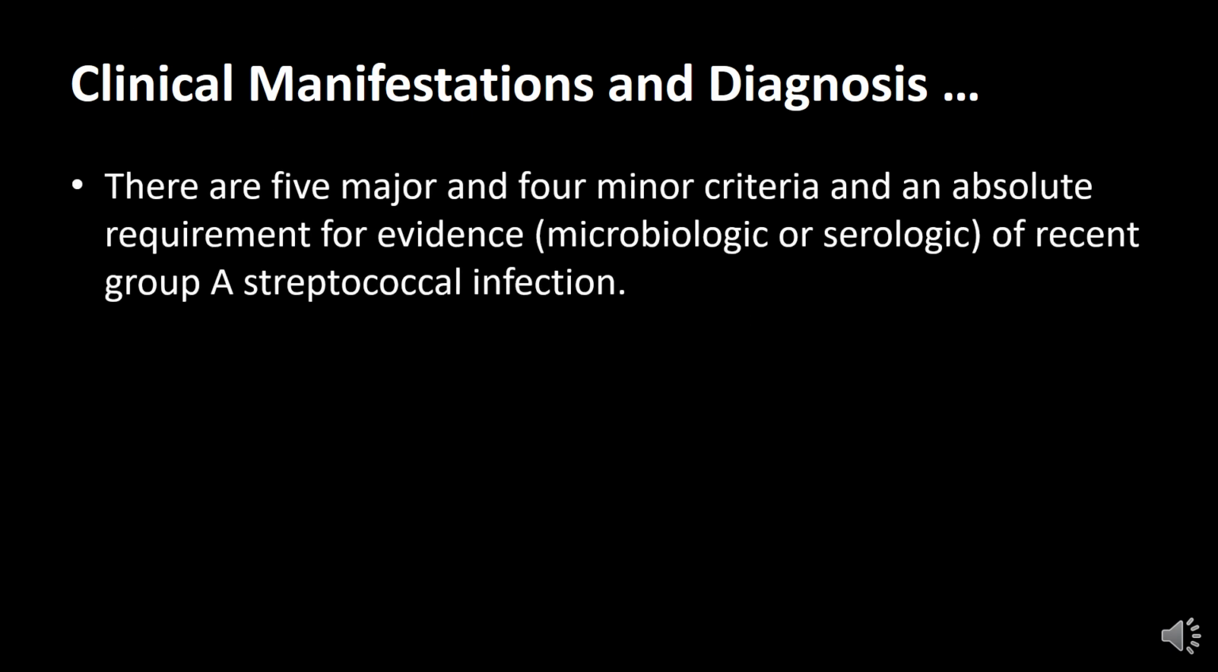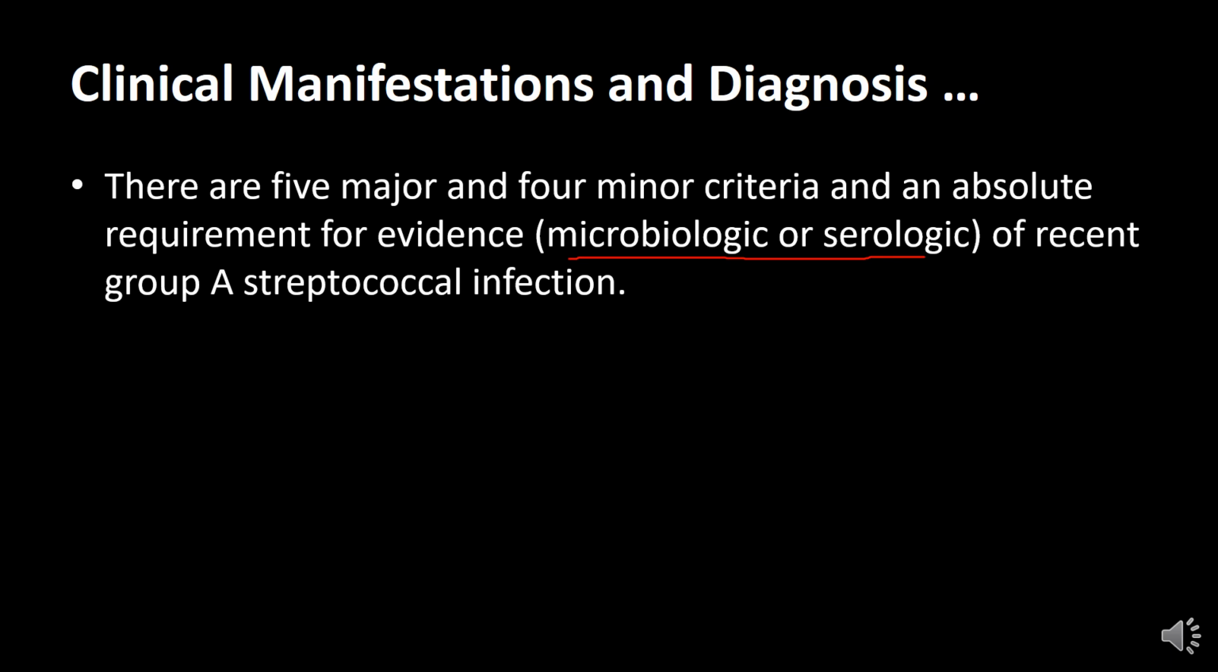In this respect, therefore, we have criteria that are categorized as major, and then we have certain criteria that are categorized as minor. So we have 5 major criteria, and then we have 4 minor criteria. Besides that, there has to be an absolute evidence of recent streptococcal throat infection. And how do you acquire that evidence? Is either by microbiologic studies or serologic studies.